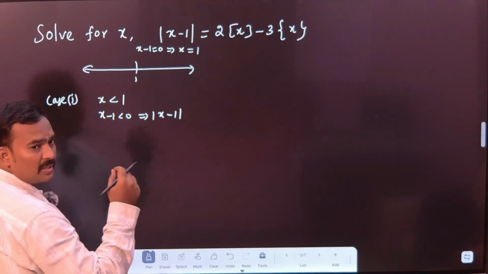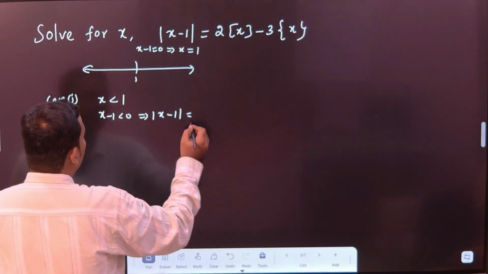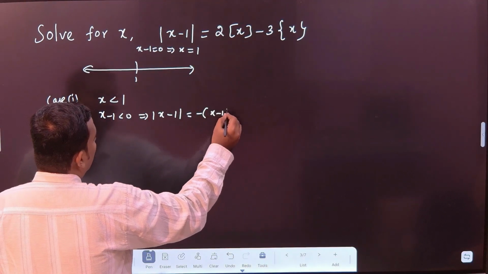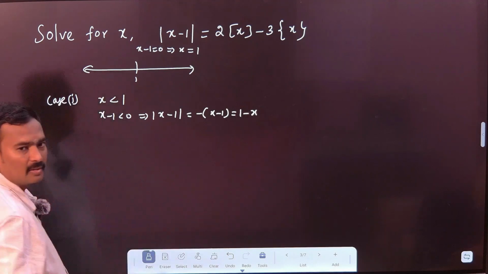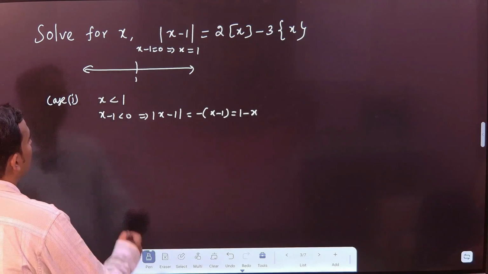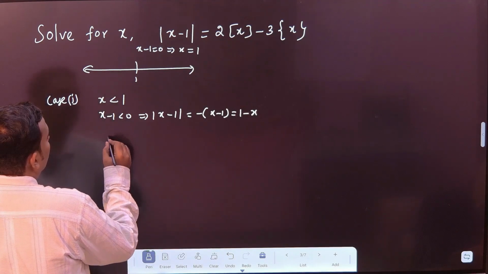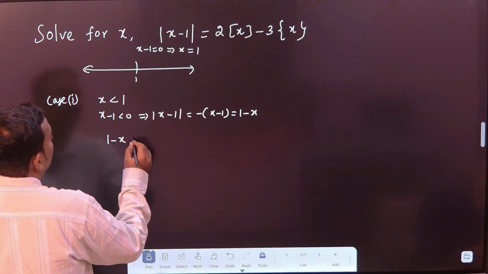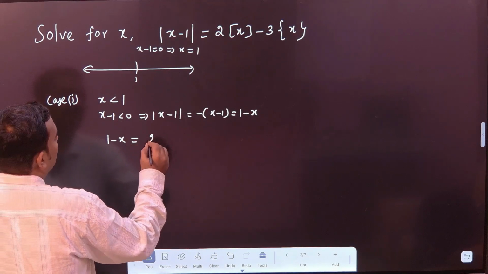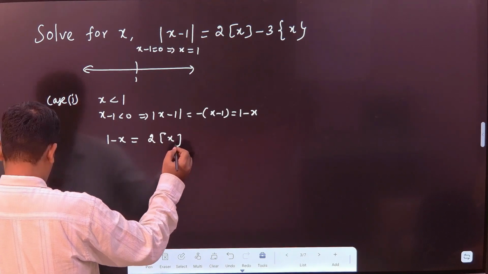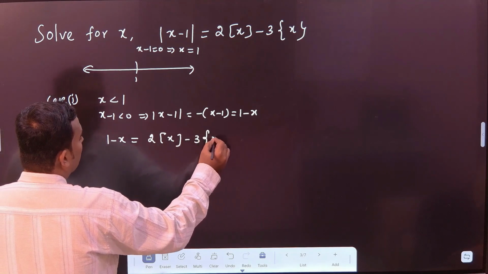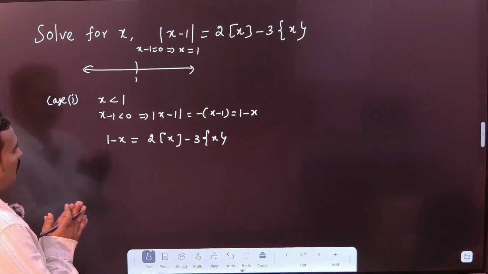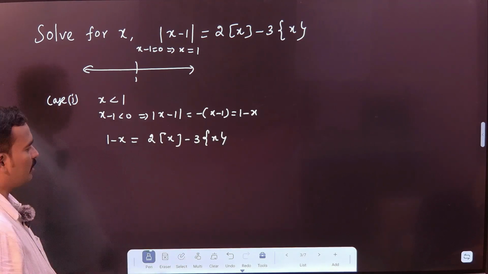If x minus 1 is less than 0, mod x minus 1 will be minus of x minus 1. This is 1 minus x. Clear? Okay. So this is how to write. So 1 minus x is equal to 2 times greatest integer function minus 3 times fractional part function, right? Okay. How to solve these equations?